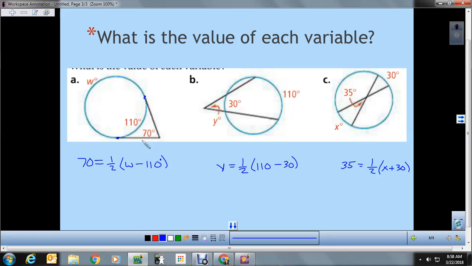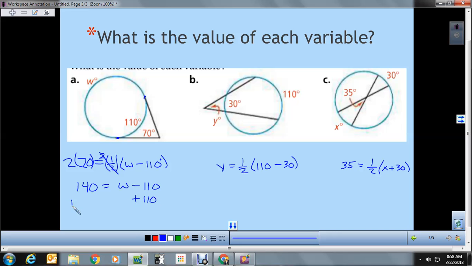So if we set up our equation, 70 is our angle on the outside, so we're going to do the difference in the arcs. Because our variable is over here inside the parentheses, I want to first get rid of my 1/2 by multiplying by 2. So multiply both sides by 2, cancels our half, and we get 140 is equal to W minus 110.